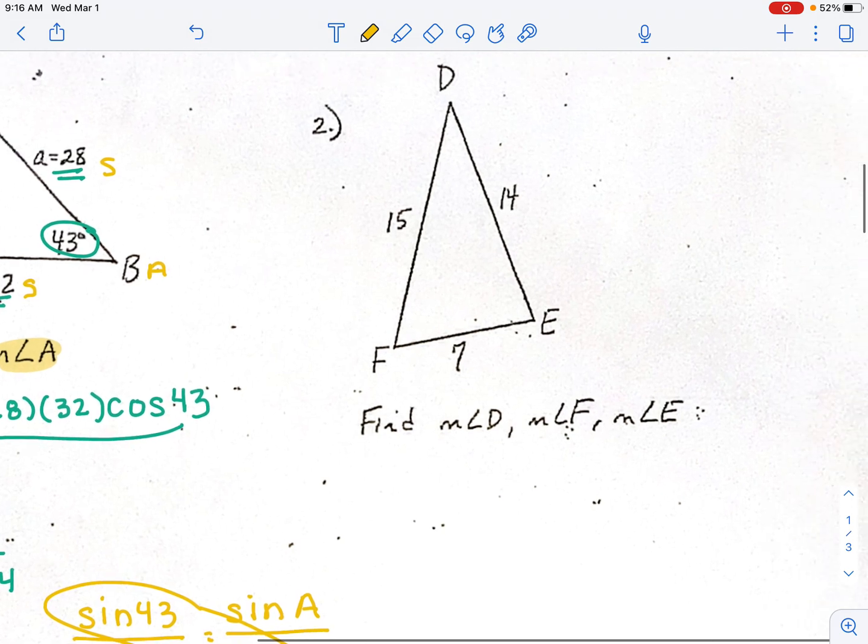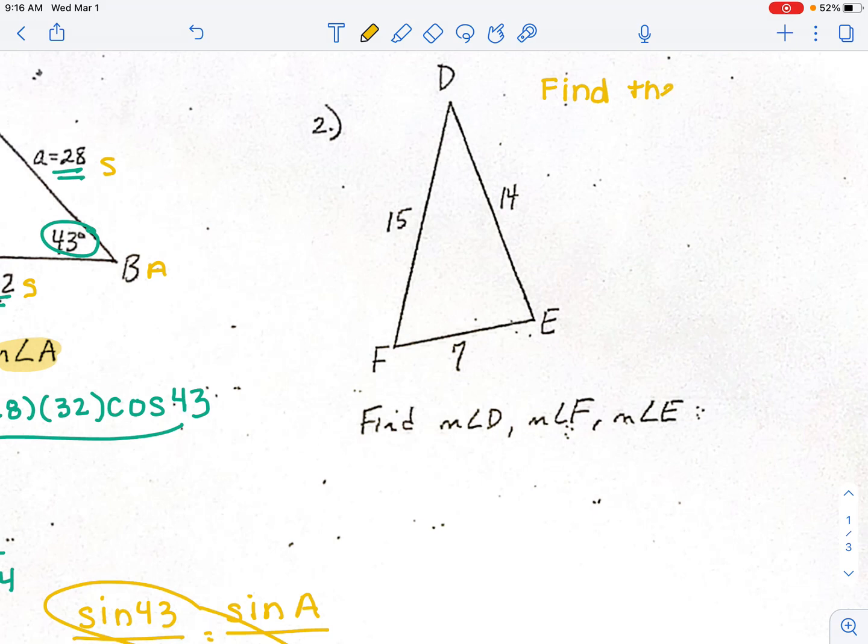The other way we use this is when we see side, side, side. So in this problem, we're going to find all of the missing angles. Now, when we do a problem which starts with side, side, side, you need to find the largest angle first. How we figure out which one's the largest angle is whichever one is opposite or across from the largest side.